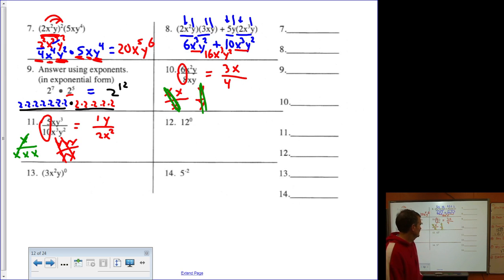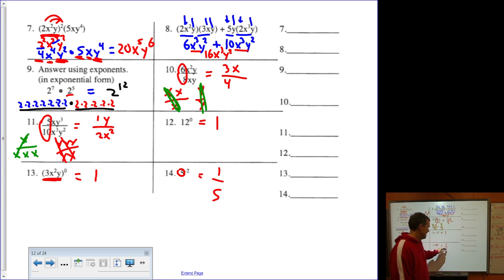Number 12. Anything to the 0 power equals 1. So 12 to the 0 is 1. This entire thing is to the 0 power, so this entire thing equals 1. And that brings us to the negative exponents. A negative exponent means take the reciprocal. So I would take the reciprocal of the 5, and that turns the exponent positive. My final answer would be 1 over 5 to the second. Or if you want to make that 1 over 25, that would also be acceptable.